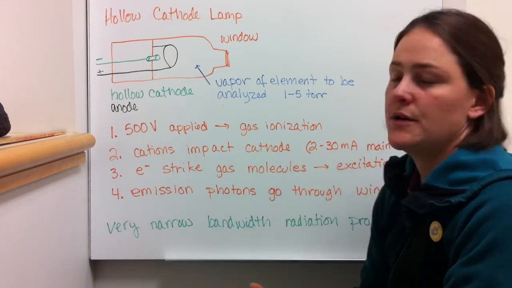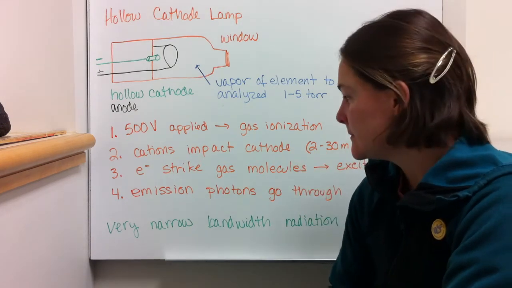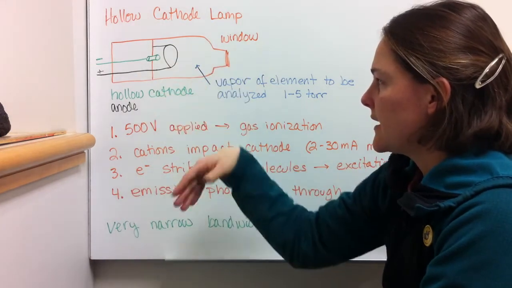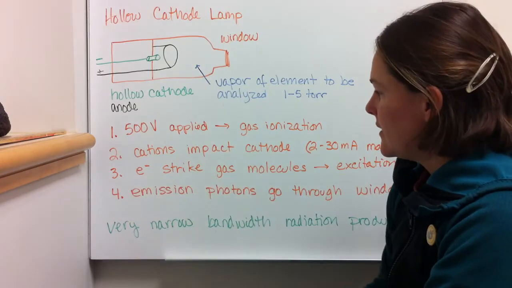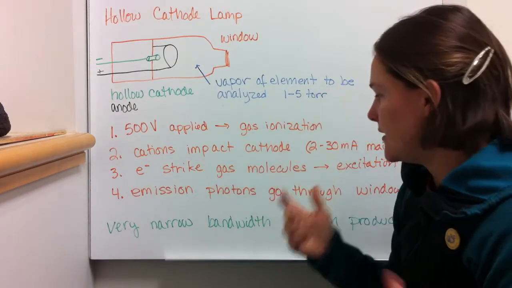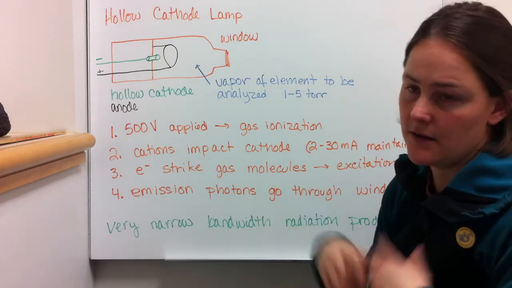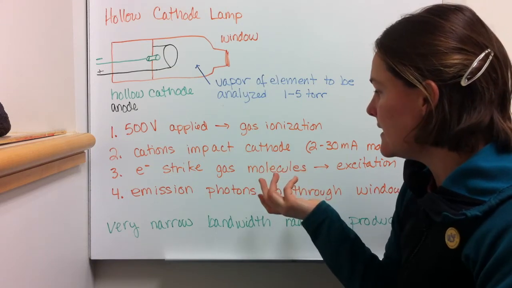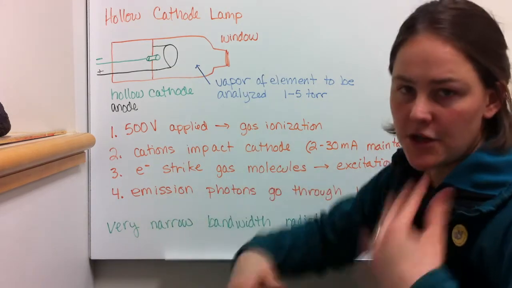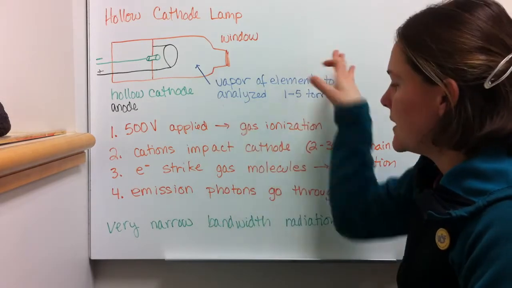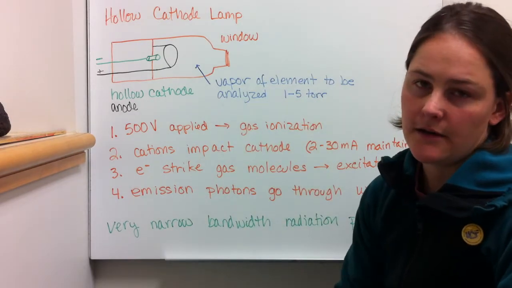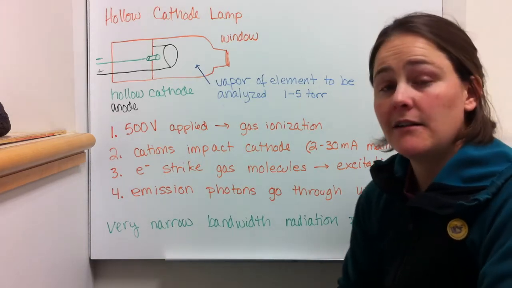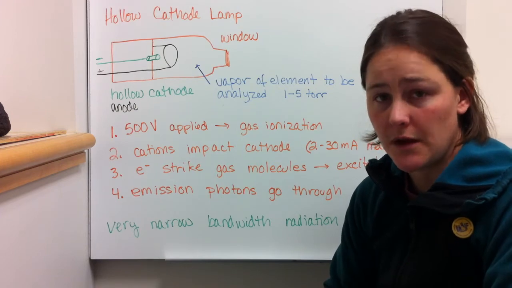And then you maintain a 2 to 30 milliamp current. Then you have the electrons. So the cations went to the cathode. The electrons strike the other gas molecules on their way to the anode, which results in those atoms getting excited, or the gas molecules or atoms getting excited, and then you have emission, and those emitted photons go through the window and then can interact with the sample atoms in the flame. So these produce extremely narrow bandwidth radiation, much better than you can produce with the monochromator.